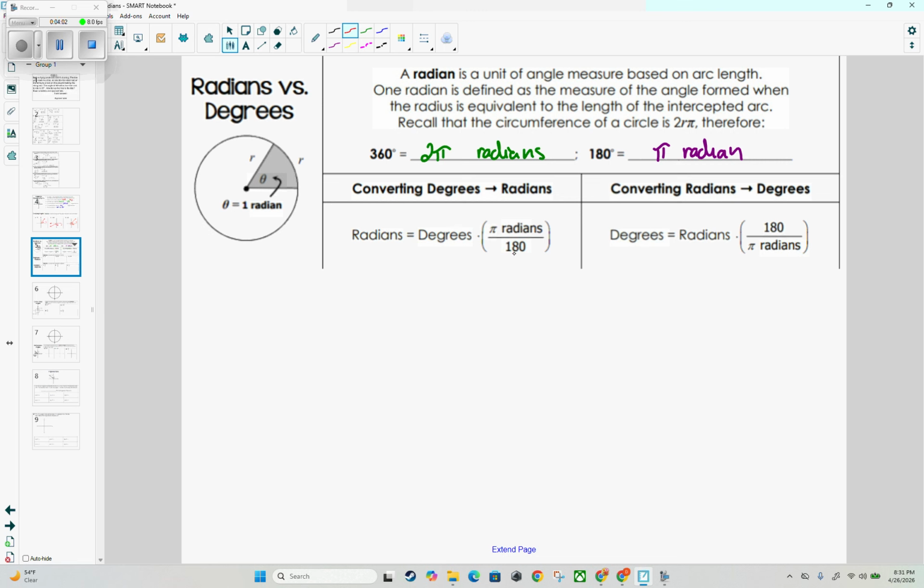Now when you want to convert, there's an easy way. If you're looking for radians, you take your degrees times pi over 180. And if you want degrees and you're given a radian instead, say 3 pi, you go 3 pi times 180 over pi. So again, this is a lot easier than it seems.